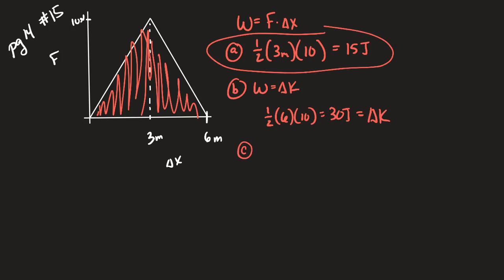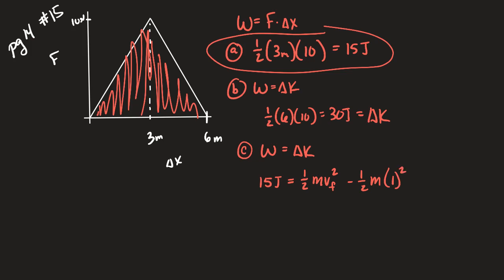This problem is asking specifically about the 3-meter interval. So the work done in the 3-meter interval changed the object's kinetic energy. And it changed it by 15 joules. Because that's how much work was done in the 3-meter interval. But that's 1/2 mv final squared minus 1/2 mv initial squared. And it has an initial velocity.